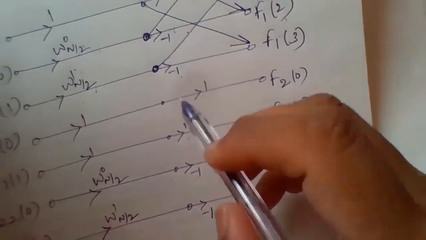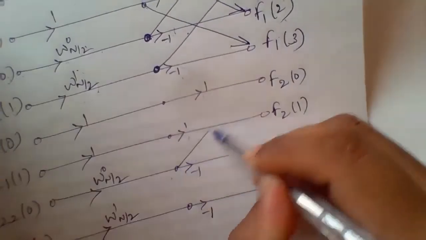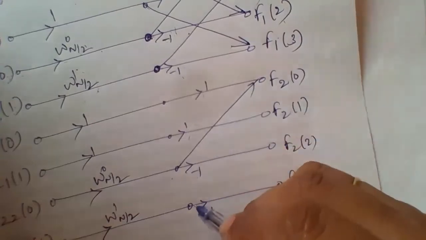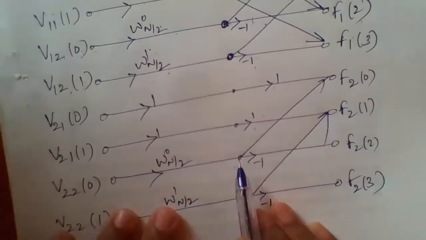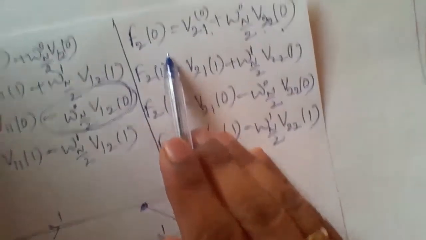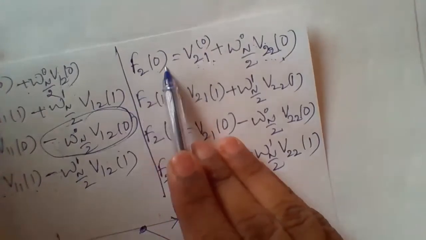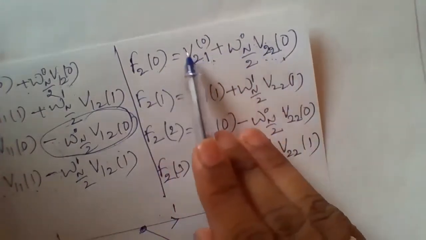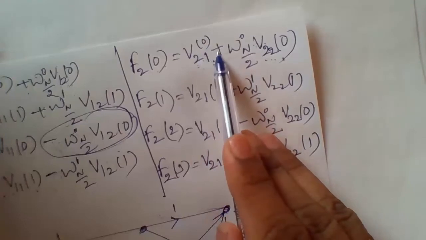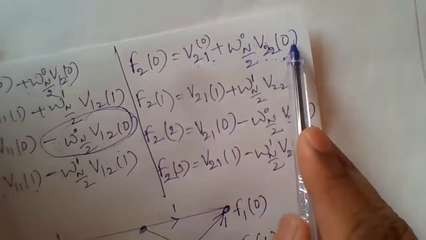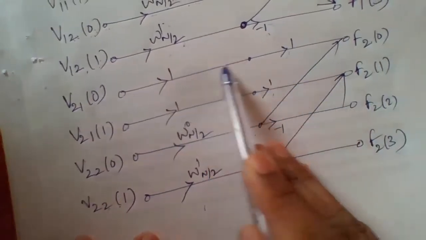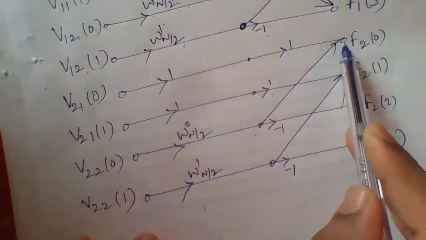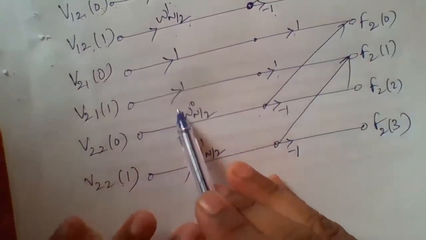So I'll connect the third line with the first, the fourth one with the second, and you can check with the equation also. What the second half says, first you just observe, f2 of 0 is the sum between v21 of 0 and w raised to 0 v22 of 0. So I have here v21 of 0 directly connecting by a horizontal line, and then the third line, come to the third line.